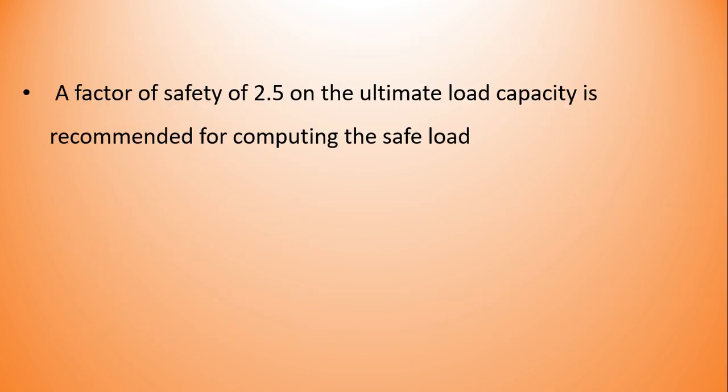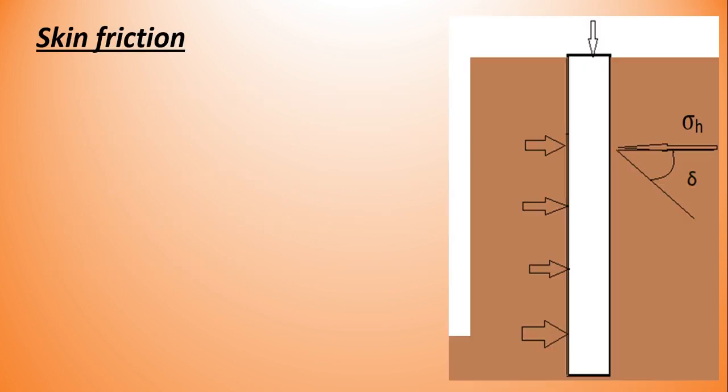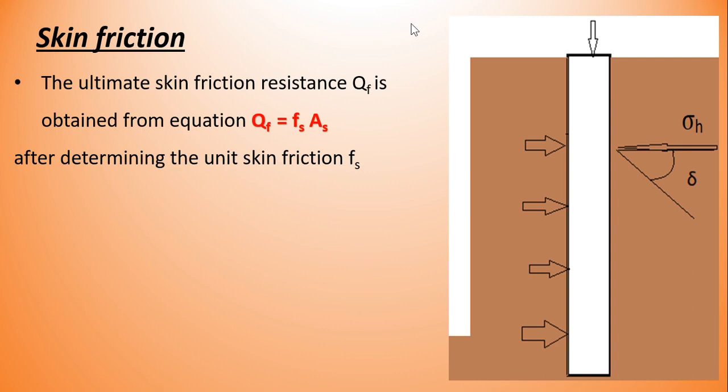A factor of safety of 2.5 on the ultimate load capacity is recommended for computing the safe load. When piles are driven to refusal into very dense sand stratum or rock, the safe load on the pile will be governed by the strength of the piles as a structural member rather than the ultimate load capacity. Skin friction. The ultimate skin friction resistance QF is obtained from the equation QF is equal to Fs into AS, where Fs is the unit skin friction resistance and AS is the surface area of the pile in contact with the soil.